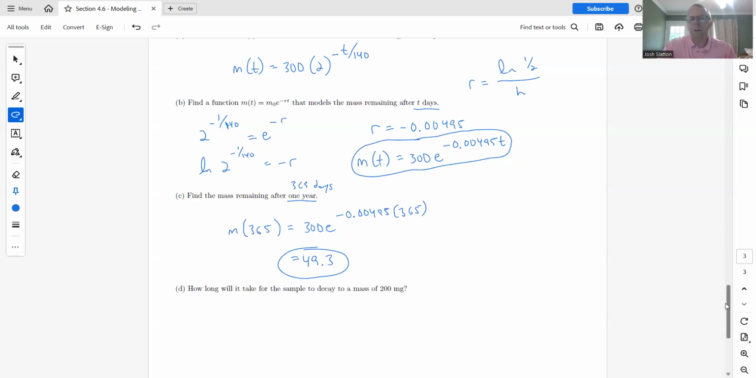And the last one is kind of the same thing we've been doing. In this one, you can use either formula, because these two formulas are equivalent. It doesn't really matter which one you use.